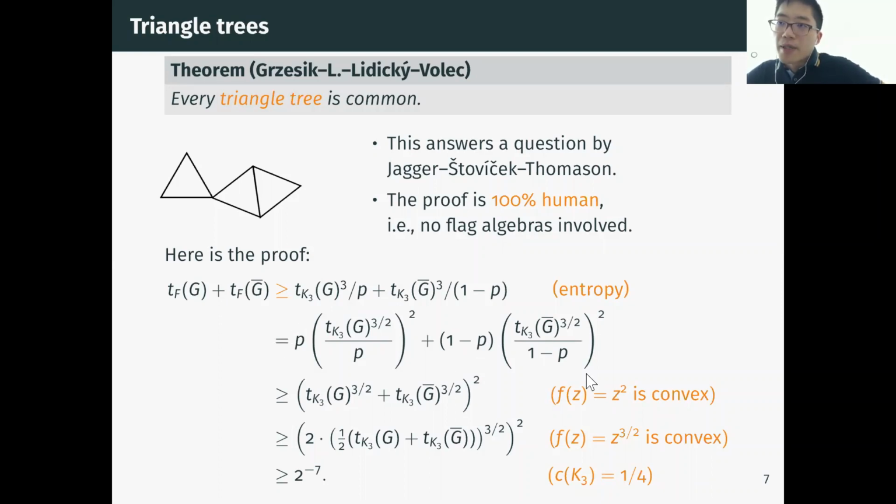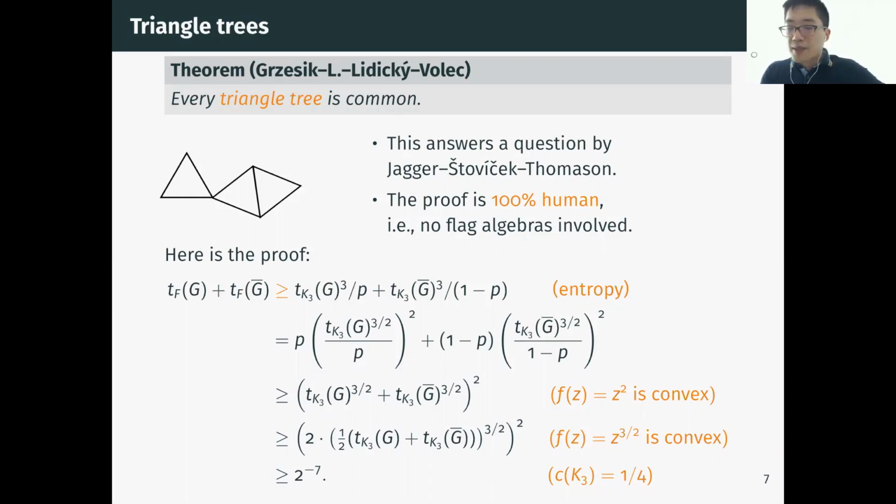Then I get this number, and I apply the convexity of the square function, which is, in other words, just Cauchy-Schwarz. So I get this lower bound, and then I apply, again, some convexity of this function. And hence, I get the correct bound, which is 2 to the minus 7. Okay, this is pretty much the proof, and this extends for every triangle tree.